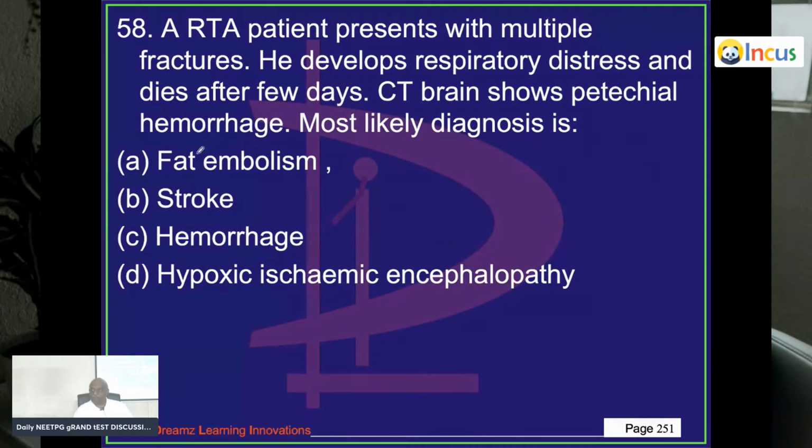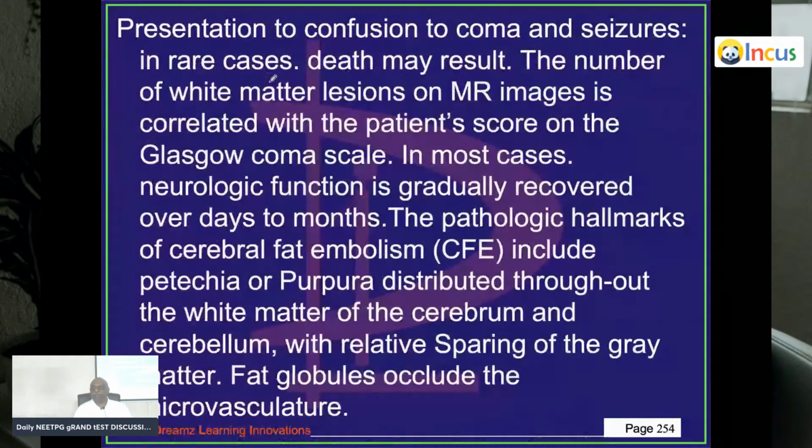A RTA patient with multiple fractures means immediately you'll jump to multiple petechiae on the front of chest to altered sensorium. वो words देखते ही जंप करके fat embolism ले लो.